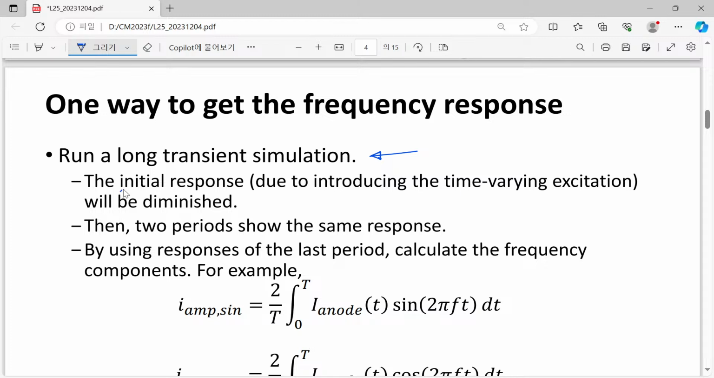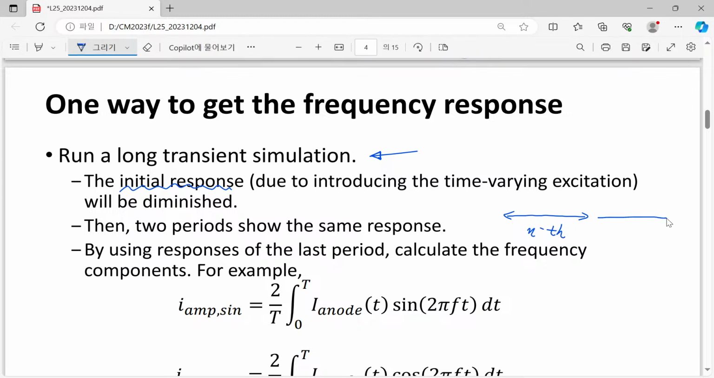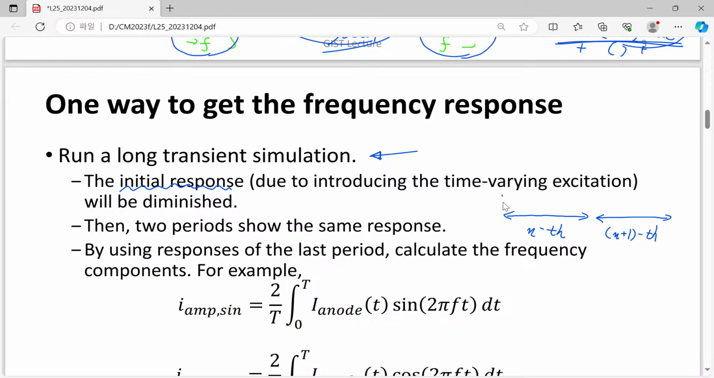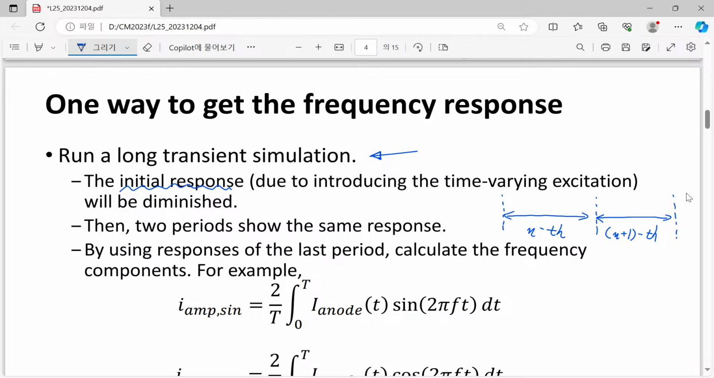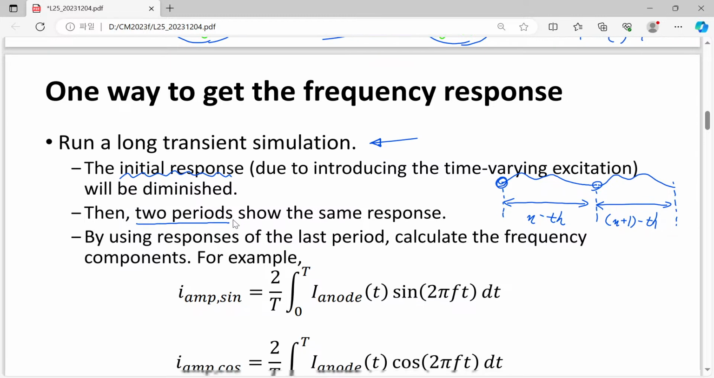Of course, as I told you before, the initial response due to first introducing the time-varying excitation will diminish after some periods. Then, after a long time, for example, your nth period and your n plus 1th period cannot be distinguished anymore, because now the system has been stabilized perfectly, so your response is the same between two periods. You cannot distinguish whether this is the starting point of the nth period or the n plus 1th period because the output looks perfectly the same. So now you will have this condition: two neighboring periods that do not show any further differences.